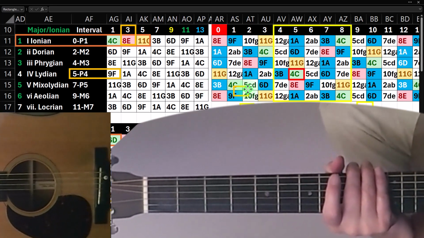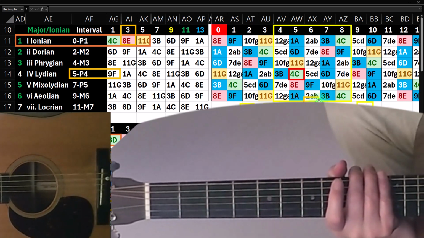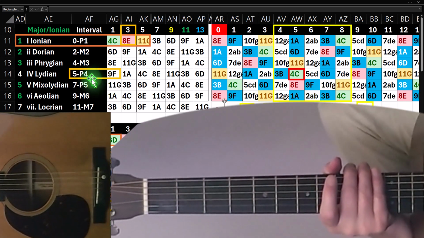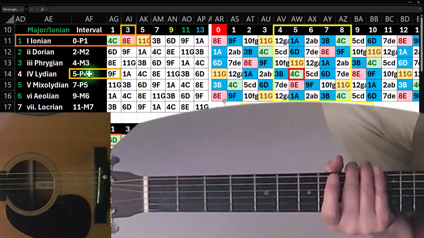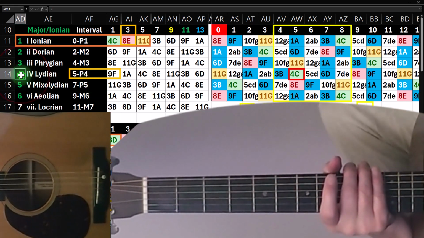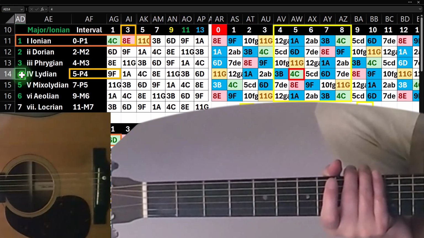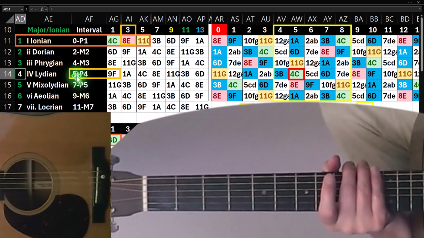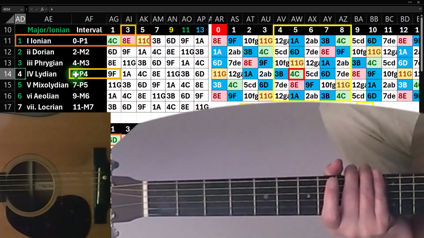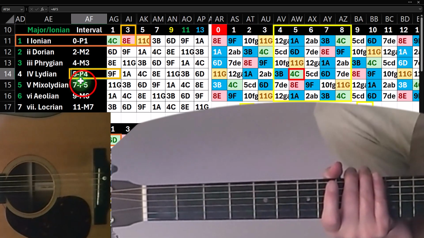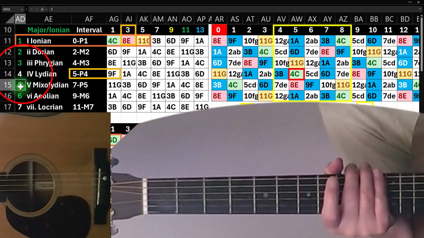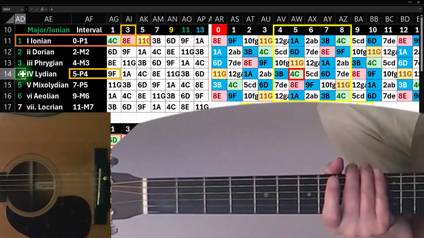This is going to be the fourth. So now we're on a 5-note away perfect fourth. This 4 represents the 4th position relative to the scale, and this 5 represents how many notes away it is. So when I say it's a 5-note away, don't mistake that for saying it's the 5th. It's not the 5th, it's the 4th, but it's a 5-note away perfect 4th.